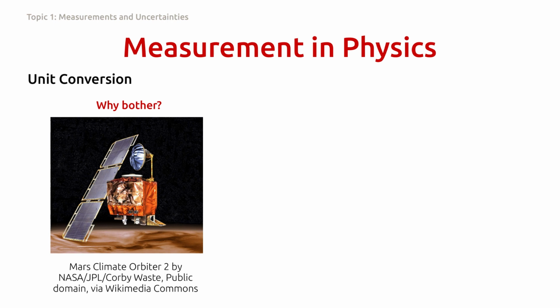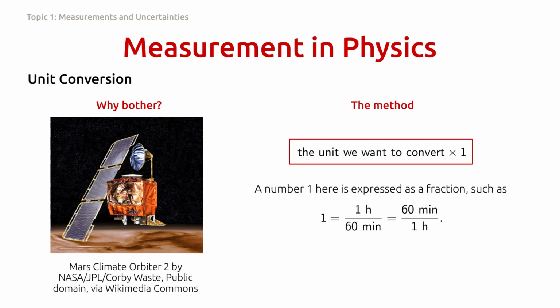In 1999, the Mars Climate Orbiter, a spacecraft that was supposed to orbit the planet, ended up crashing into its surface. This happened because one of the software engineers used feet and pounds, while another used meters and newtons. This is something that we should keep in mind when converting units.